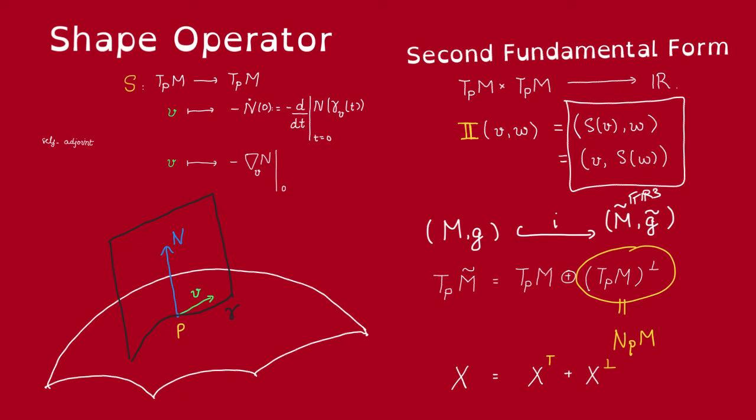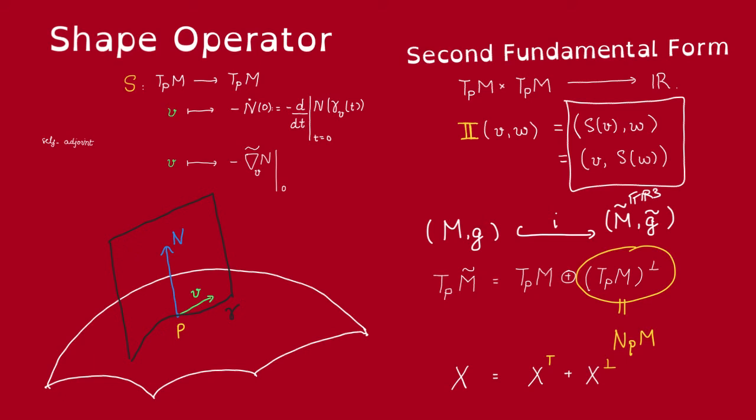Is this the connection on M tilde or the connection on M? Well, it should be the connection on M tilde, because this N does not live in tangent spaces of the manifold M, right? At each point, this N is going to be a tangent vector of M tilde, not of M. So this connection is with respect to M tilde.